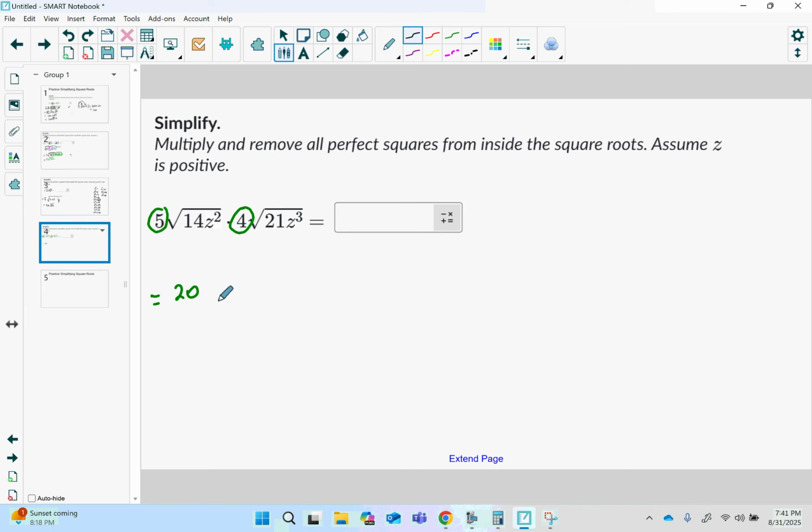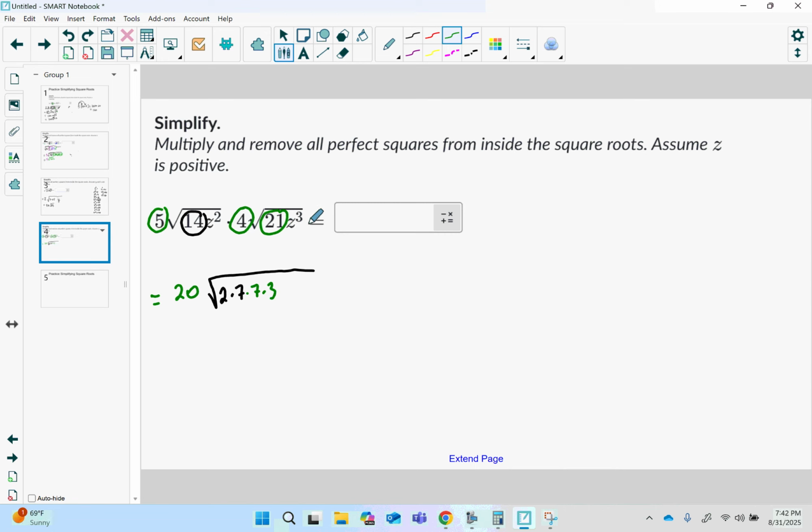Then let's make one square root for everything because both of these radical factors are index of 2, or square roots. So we can put them together. And then I'm going to break down the number parts into their factors. So 14 can be broken down as 2 times 7. And 21 factors to 7 times 3.